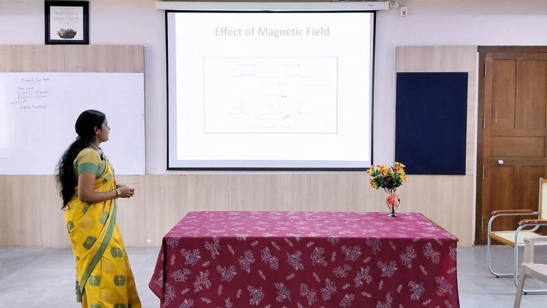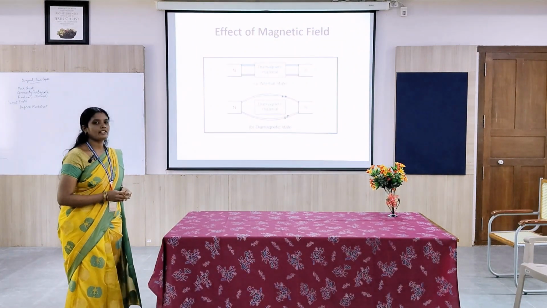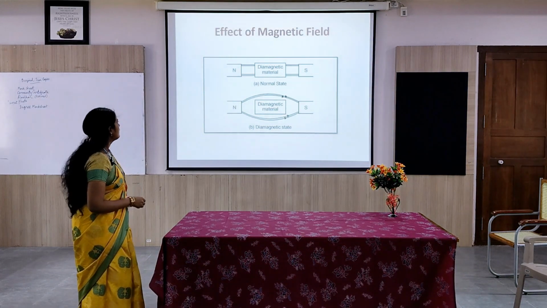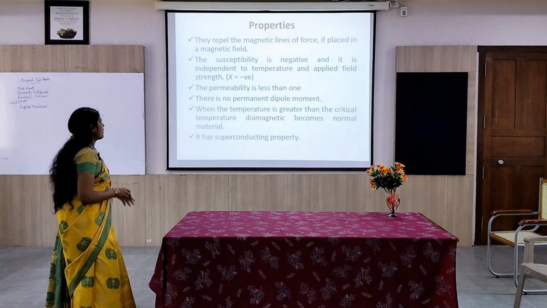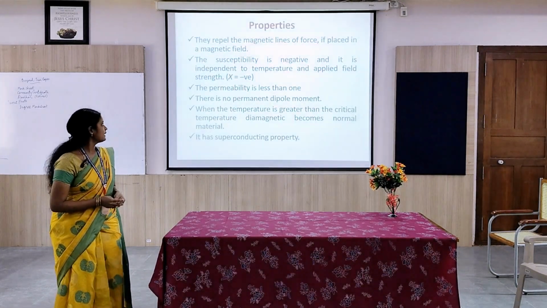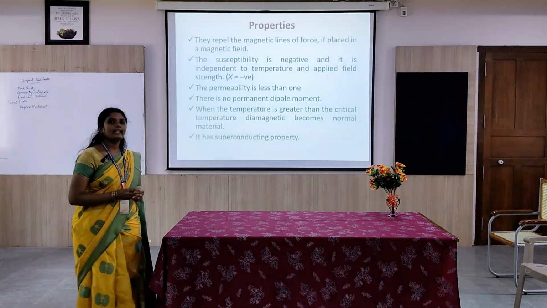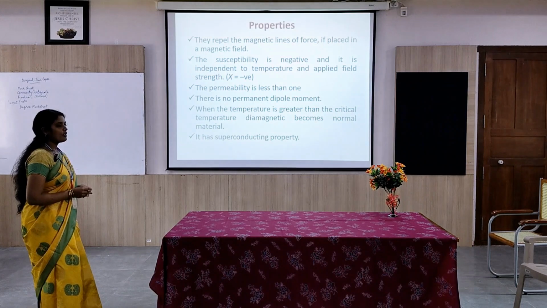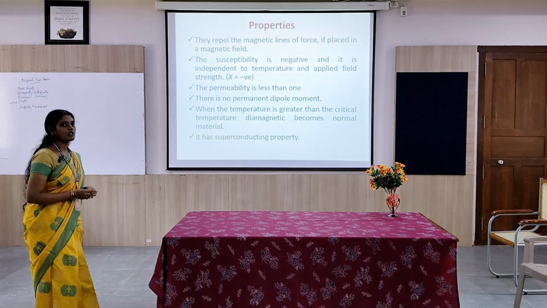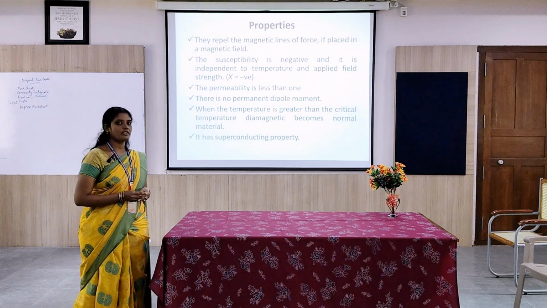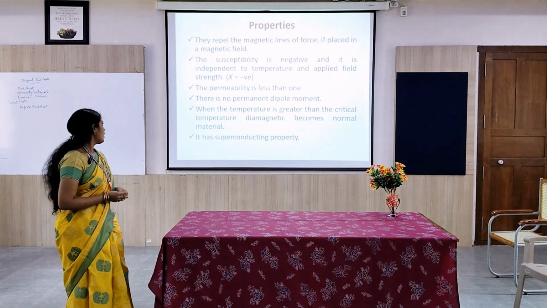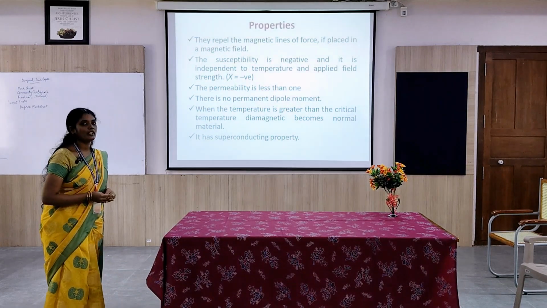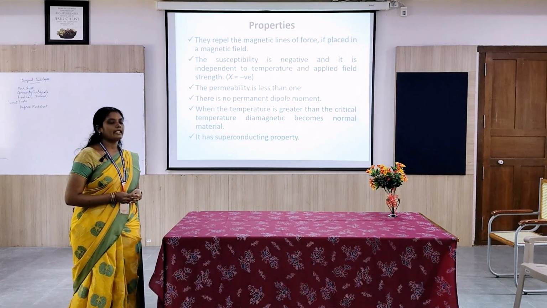Next is the effect of the magnetic field. When a diamagnetic material is placed in an external magnetic field, it repels the magnetic lines of force effectively. Next, properties of diamagnetic material. We already know that it repels the magnetic lines of force effectively, and the susceptibility is negative and independent of temperature. The permeability is less than 1, and no permanent dipoles are present. Also, when the temperature of a diamagnetic material increases, it automatically converts into a normal material, and it also has a superconducting nature.